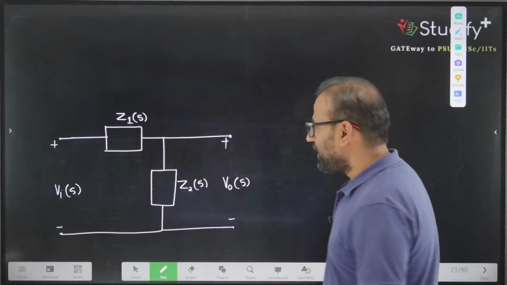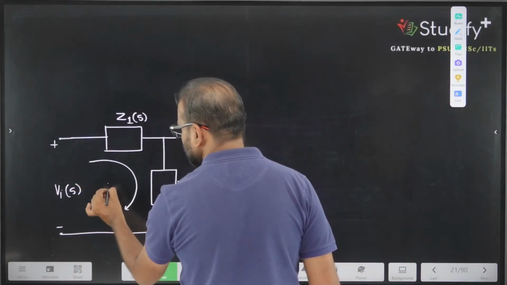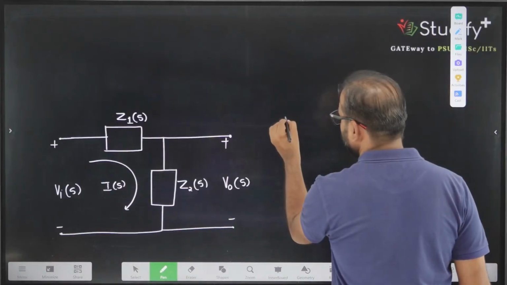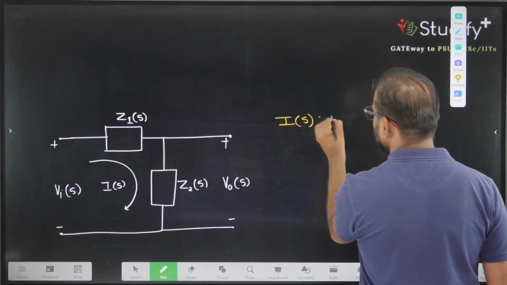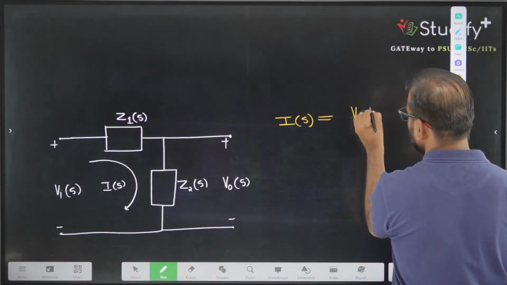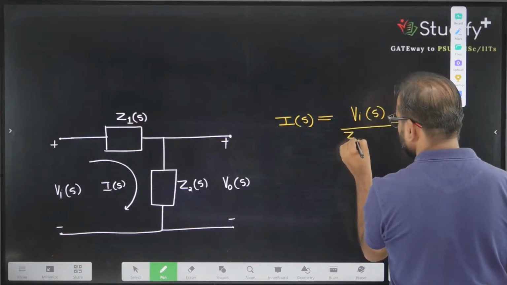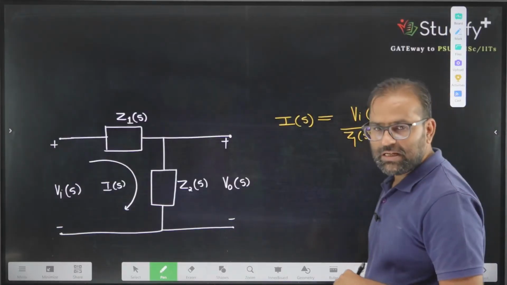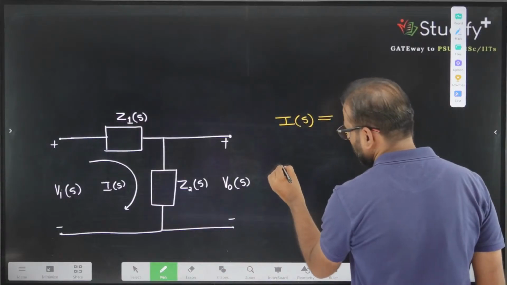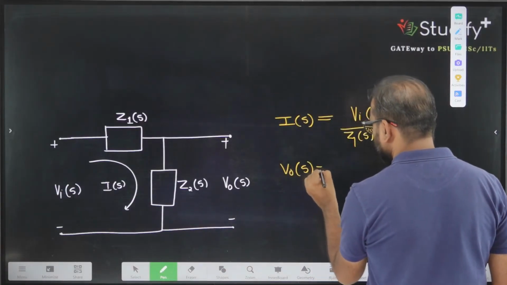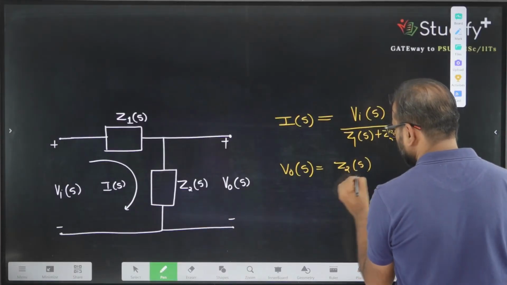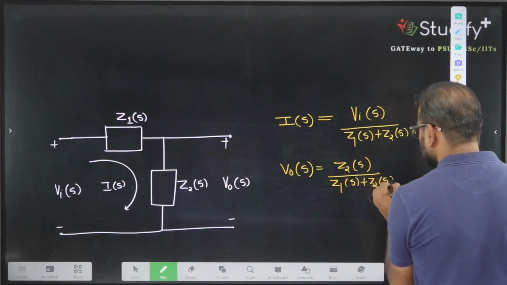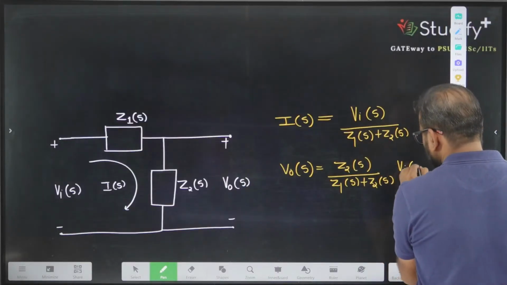Correct? Now can we say what will be the current in the circuit? Let's take the current as I of S. So the value of I of S will be Vi of S divided by Z1 of S plus Z2 of S. But we are interested in the output voltage, and the output voltage V output of S is given by Z2 of S divided by Z1 of S plus Z2 of S, into Vi of S. This is our final expression.